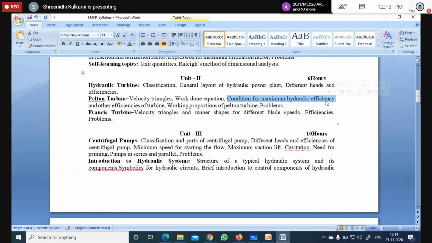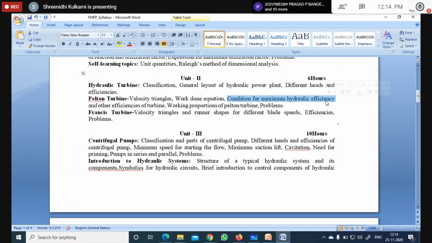Later we're going to see the working principle of the Pelton turbine. Before the derivation, we're going to discuss how this Pelton turbine works, and problems on the Pelton turbine.